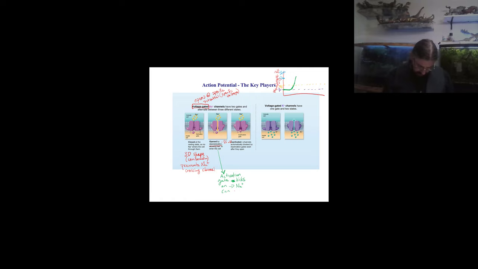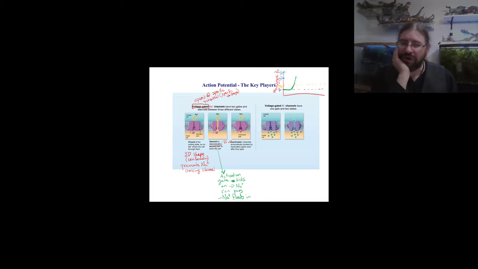And sodium floods in because sodium is in higher concentration outside the membrane than in. Sodium has a positive charge. So as sodium floods in, the charge of the membrane potential rapidly reaches zero. So it was polarized because there was a difference in charge.